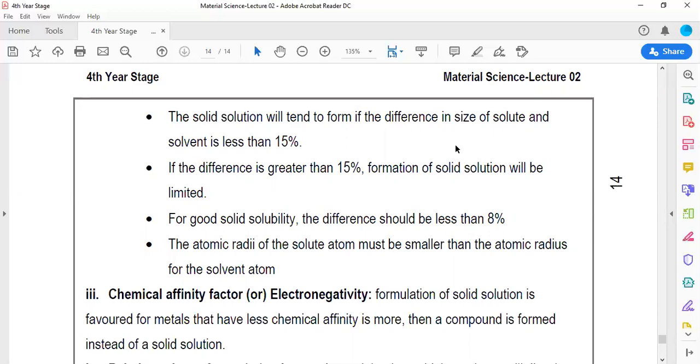If you go further than 15%, in general at that time it's not going to be interstitial, it might be substitutional. For good solid solubility, the difference should be less than 8%. That's for the best one. Of course, a lower percentage is better. I mean, in this case, 8% or less is giving a good solid solubility. Atomic radii: the radius of the solute atom must be smaller than the atomic radius of the solvent. I think we mentioned this before.